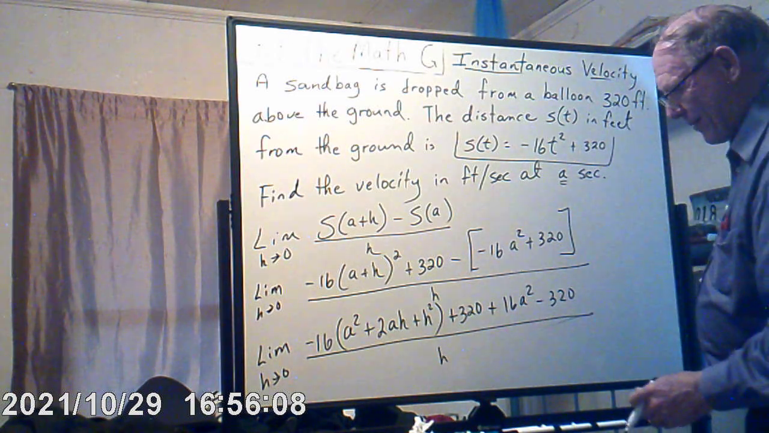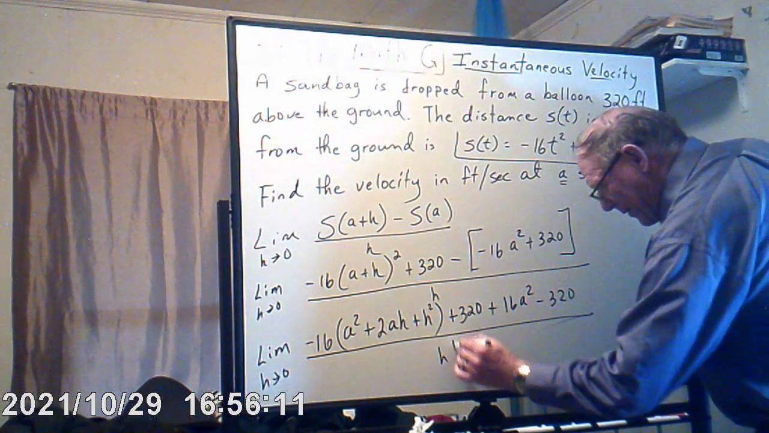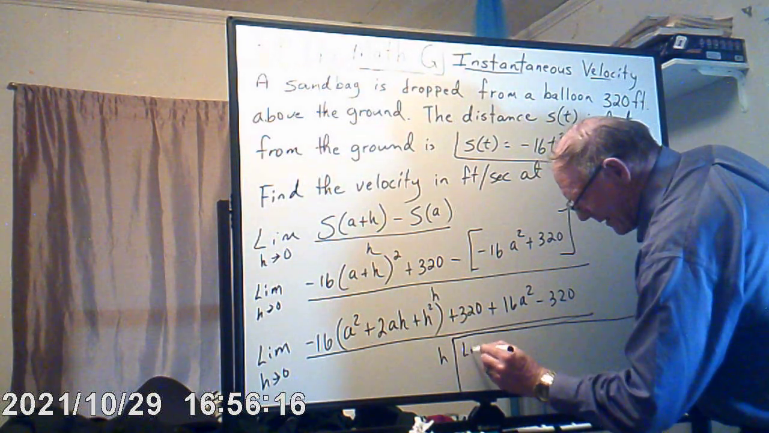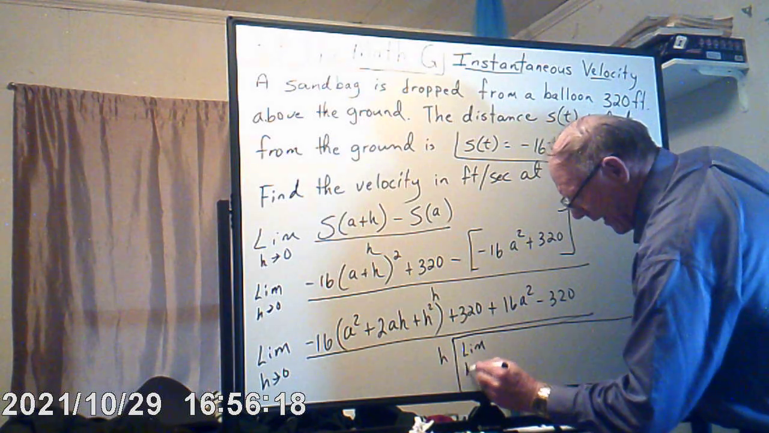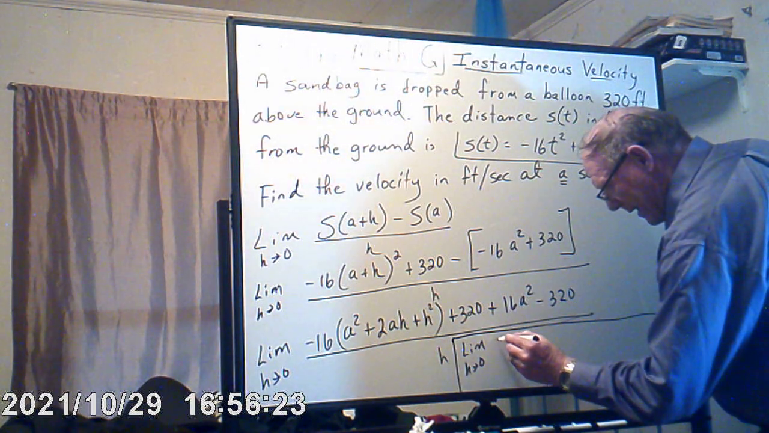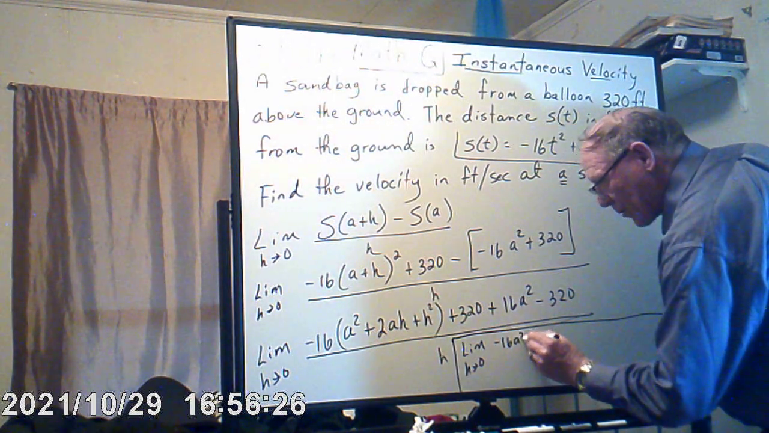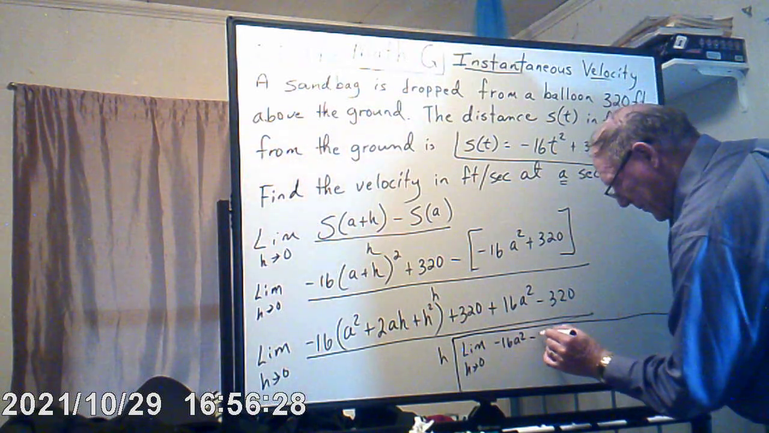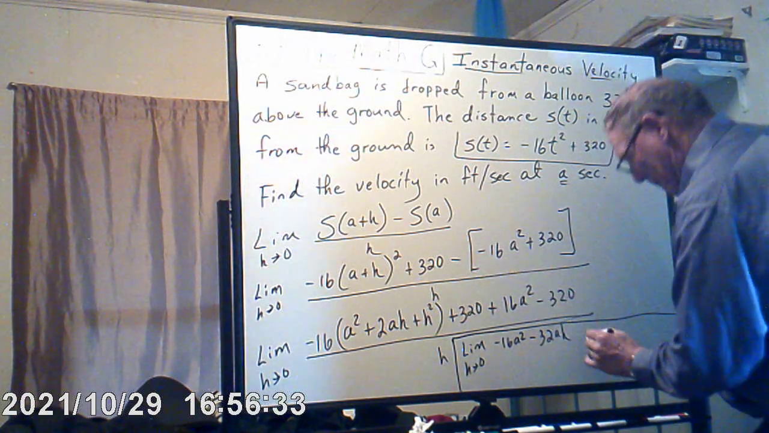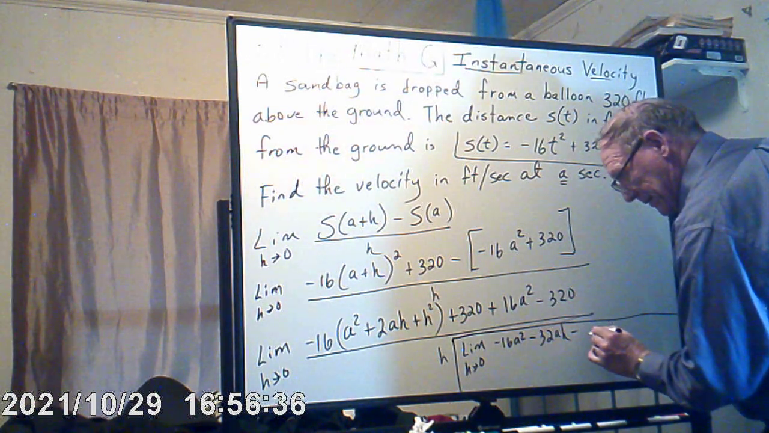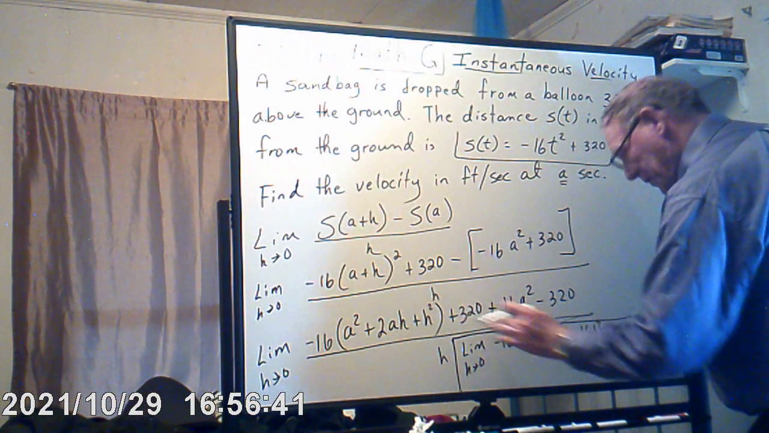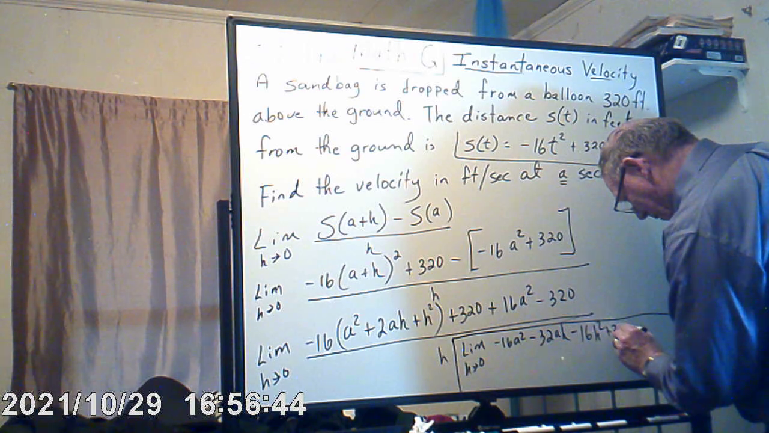Maybe I can get away with this. Let's put it down here. Squeeze it in. Alright, so the limit as h approaches 0. This is going to be negative 16a squared, negative 32ah minus 16h squared plus 320. I'm running out of room fast.